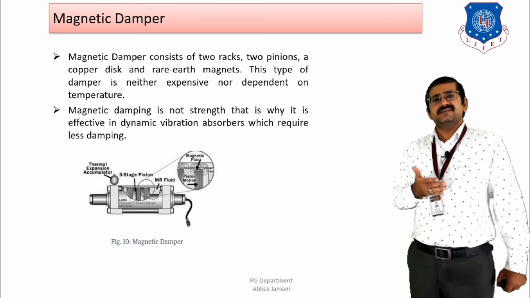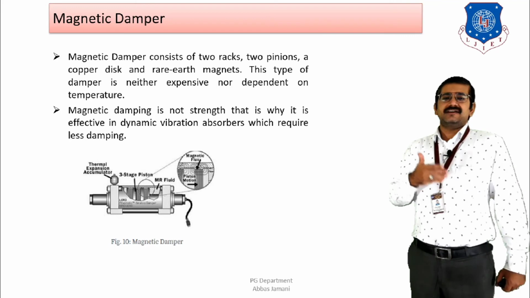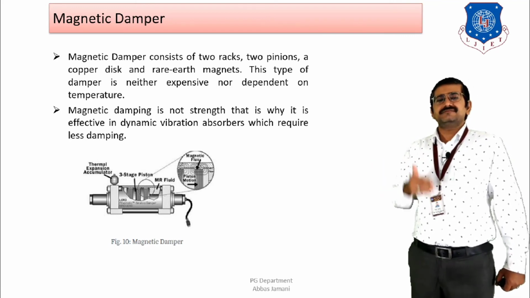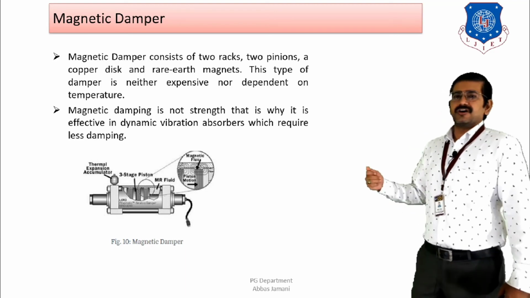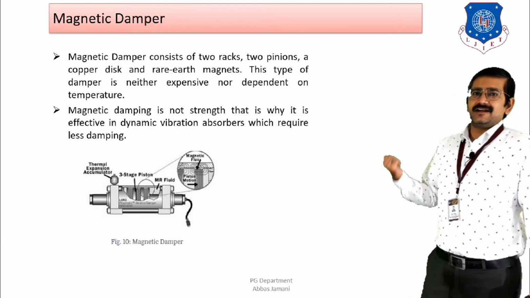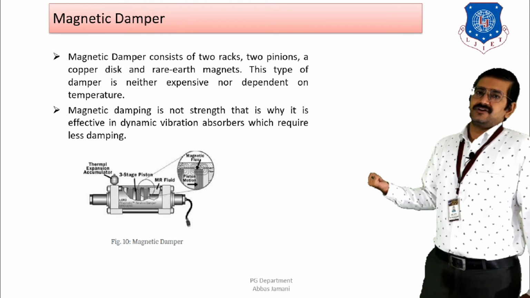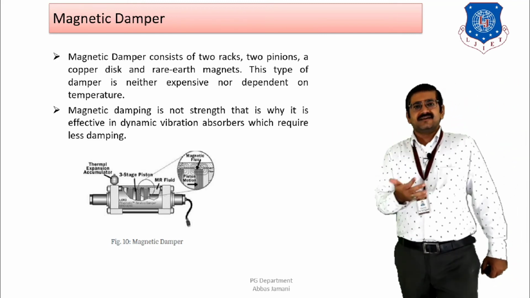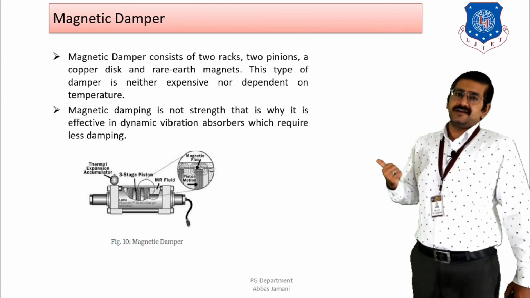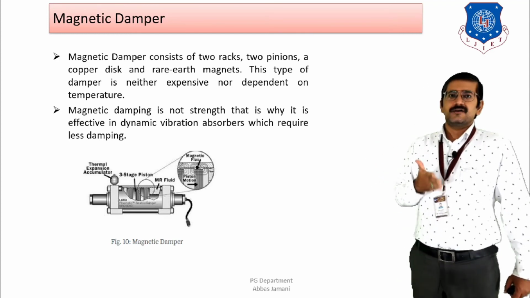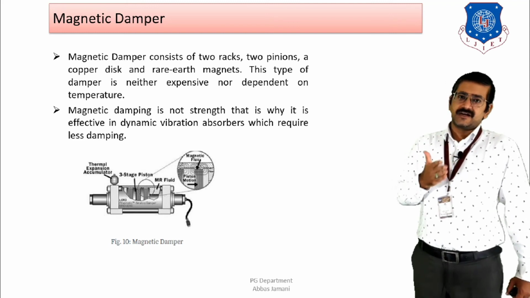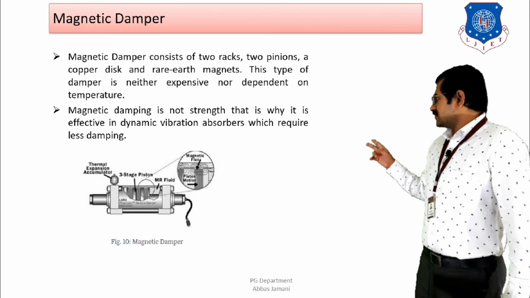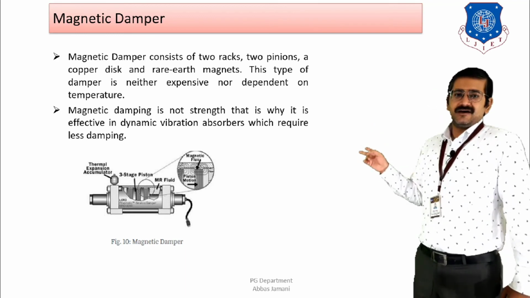In case of the viscous damper, we saw that it acts in the range of 40 to 70 degrees. In case of viscoelastic, we saw that it was effective at ambient temperature, right? But when you talk about the magnetic damper, it is not dependent on the ambient temperature. So as a result, wherever there is a restriction of temperature, in that particular case, magnetic dampers can be thought of as an alternative solution to be used as an earthquake protective system, right? And as I have said, it basically consists of two racks, two pistons, a copper disc, and a rare earth magnet.